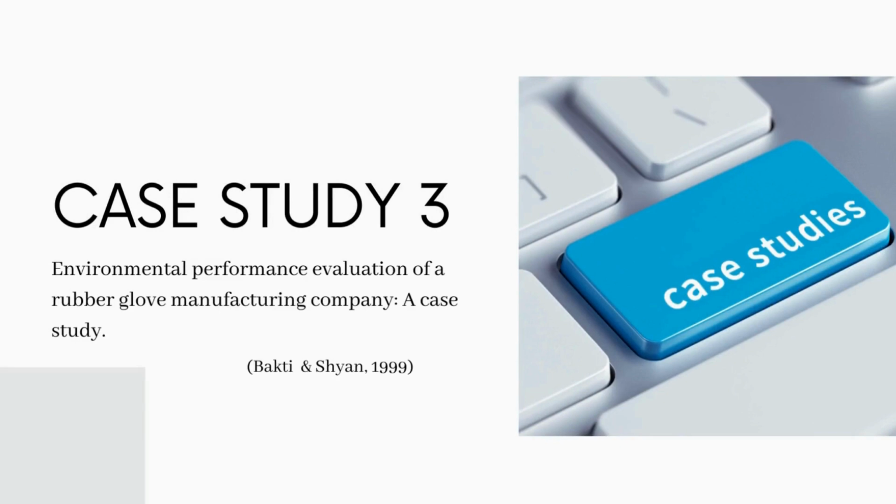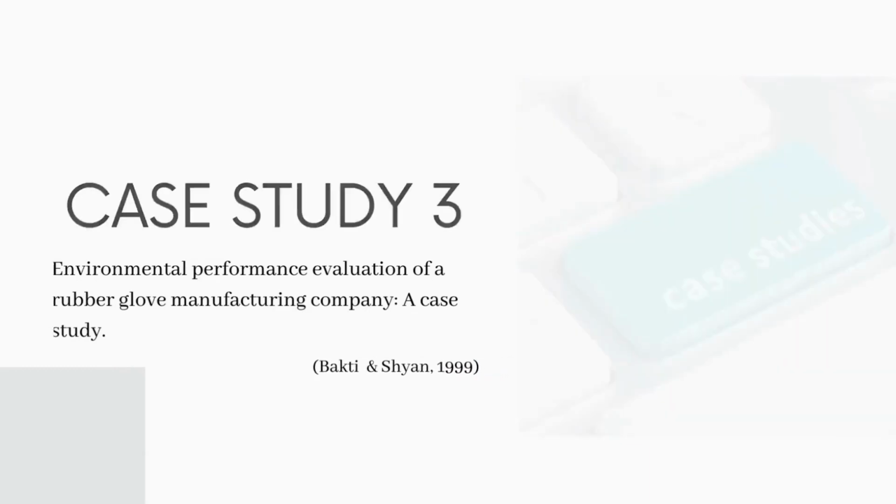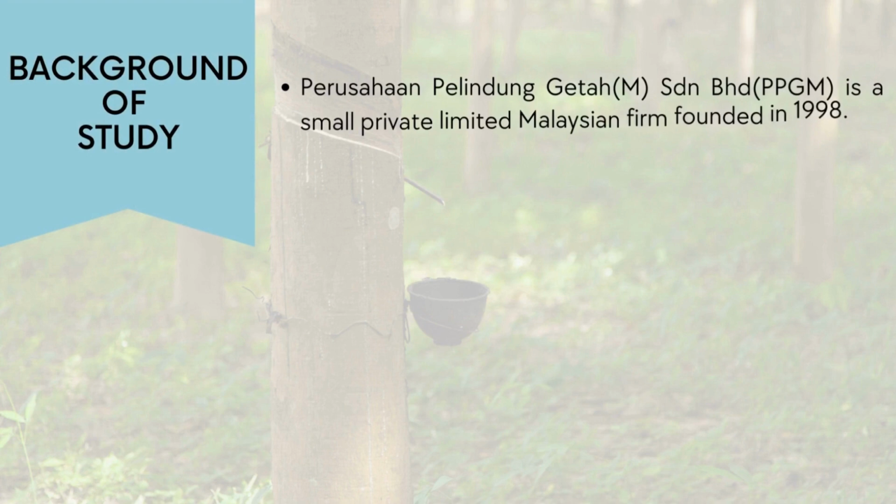The last case study is Environmental Performance Evaluation of a Rubber Glove Manufacturing Company, a case study by Bakhti and Cheyenne, 1999. Generally, Perusahaan Pelindung Geta, PPGM, is a small private limited Malaysian firm founded in 1998. The researcher chose the company to be studied due to the small size of its operations and the lack of an environmental management system, EMS.